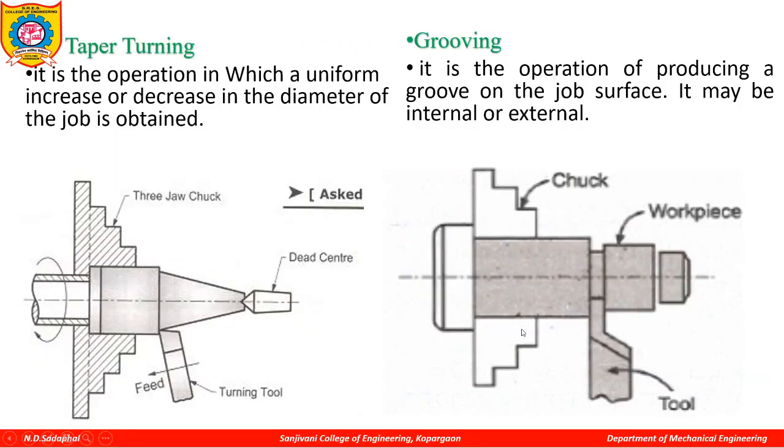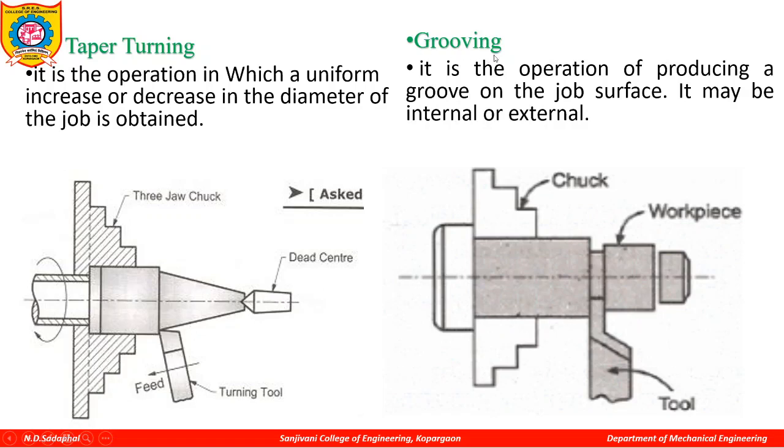Then next is taper turning. Now when you want to produce a taper surface on the workpiece. Initially you can see here this is a cylindrical surface. Now here taper is given to the job. At one end diameter is more, another end diameter is less. So when you want to produce a uniform increase or decrease in shape of the diameter of a job, then a taper turning operation is used. Generally compound slide is used to produce this taper shape pattern.